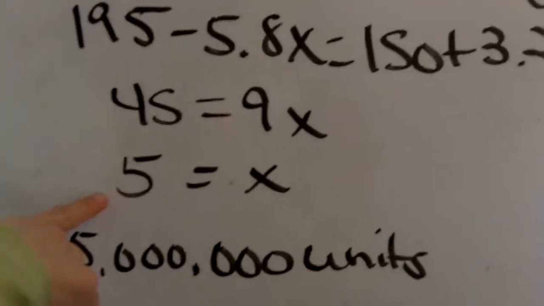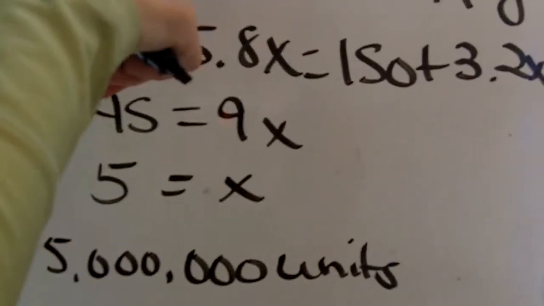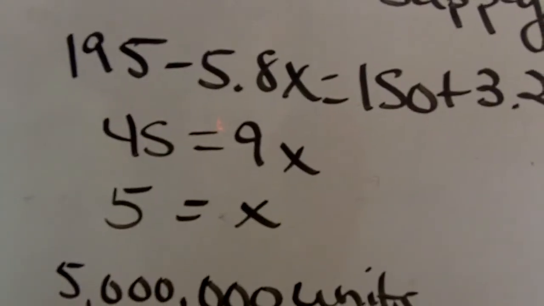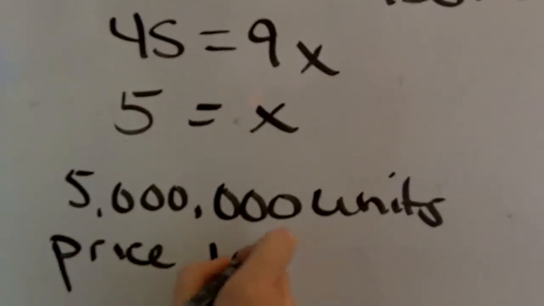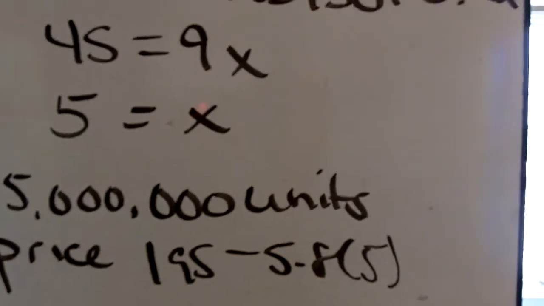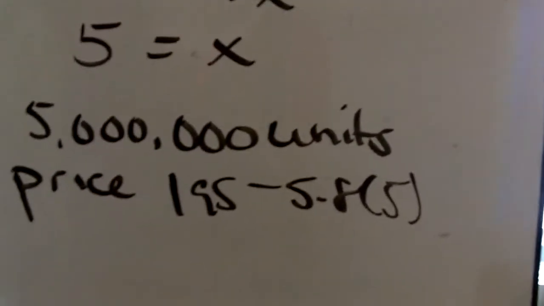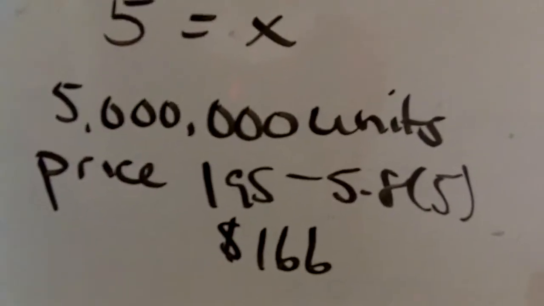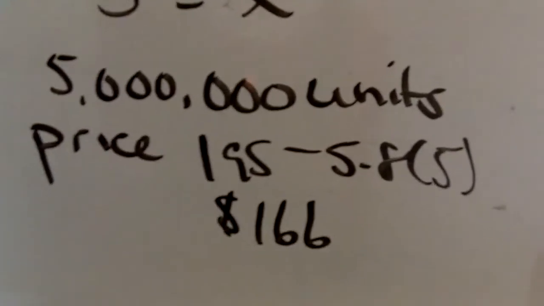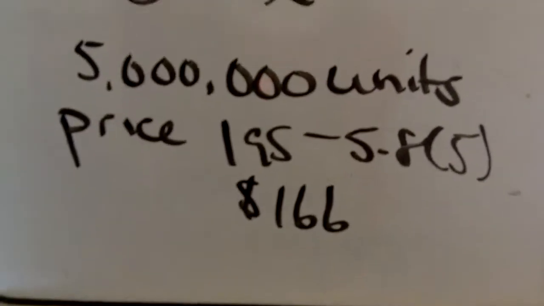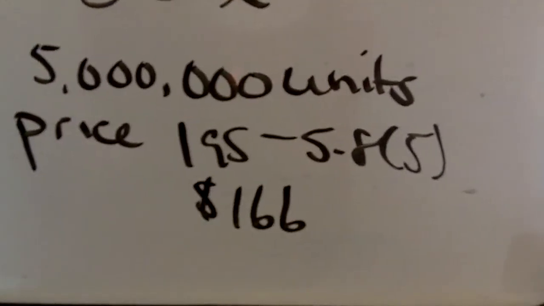And then if you take the 5 and plug it into either one of the equations, you can figure out what that price would be. So the price would be either 195 minus 5.8 times 5, or 150 plus 3.2 times 5. And either way, that ends up to be about $166. So if the supplier charges $166, the supply of those items will meet the demand of those items, and that's the ideal place to be.